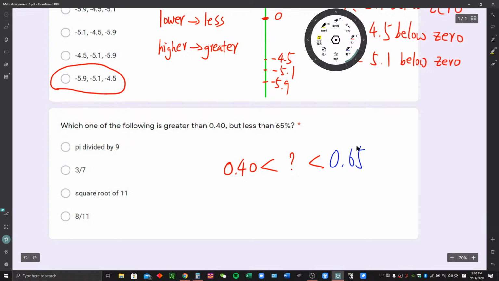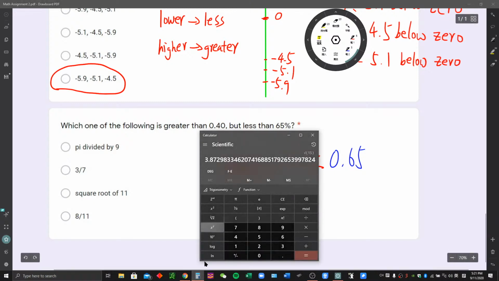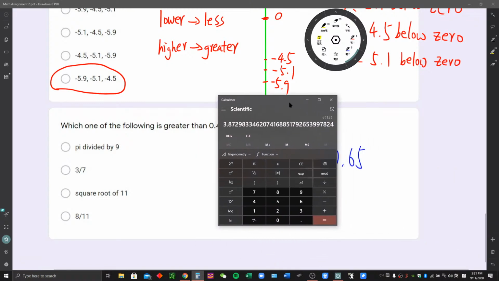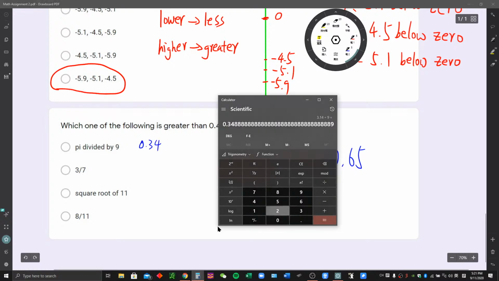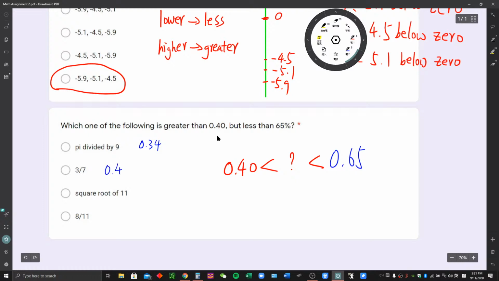Okay, first is pi divided by 9. Let's use our calculator. We say pi is roughly 3.14 divided by 9, and then we have 0.3488. We can just use 2 digits after the decimal. That's good enough. So let's say this is 0.34. And next, 3/7, 3 divided by 7, and that is 0.42. So let's write down 0.42.